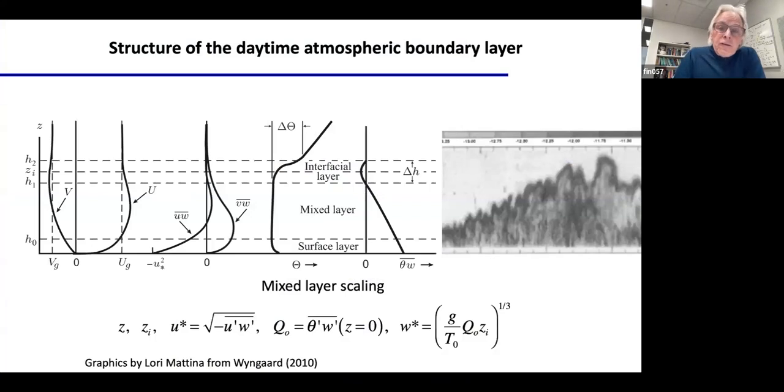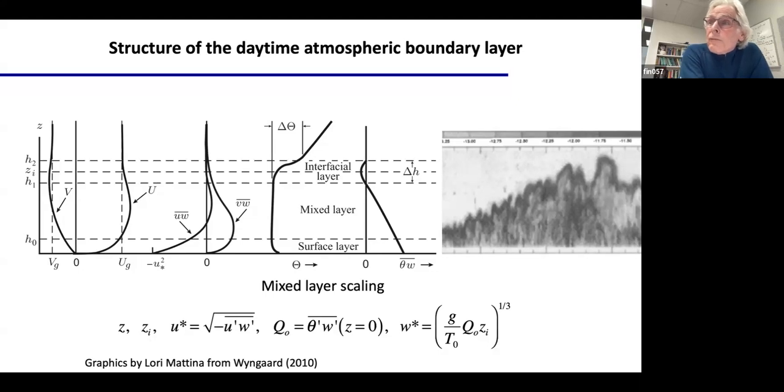So let's have a look first at the structure of the daytime atmospheric boundary layer. Boundary layer meteorologists conventionally divide the atmospheric boundary layer into a series of layers where different physical processes dominate. In the mixed layer, between the surface layer and the top of the boundary layer, the total depth of the boundary layer, Zi, determines the turbulent structure of the flow. But in the surface layer, the presence of the ground is felt by the turbulence, and that's a key parameter determining the structure. Zi is between 1 and 3 kilometers in mid-latitudes in the afternoon.